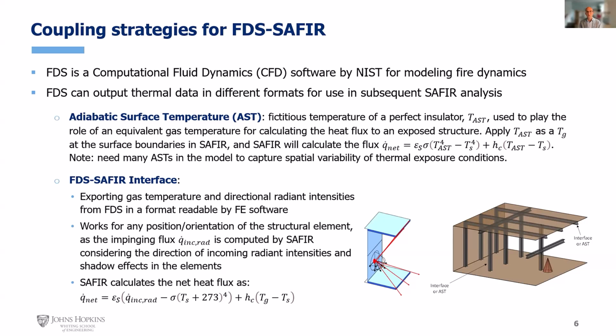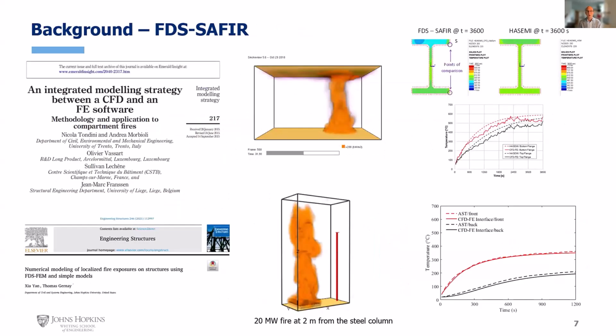The second method is the use of the automatic interface. So there is a function in FDS to export directly the incoming radiant intensities and the gas temperature. So FDS would print at different locations all these radiant intensities, conserving the information about directionality. And then SAFIR treats that as a flux and integrates to compute the impinging flux on the surface of the member.